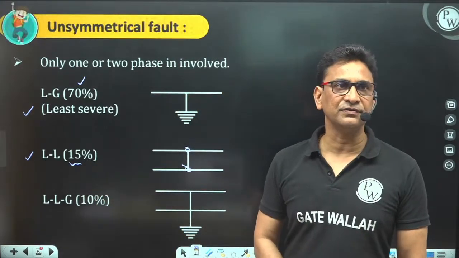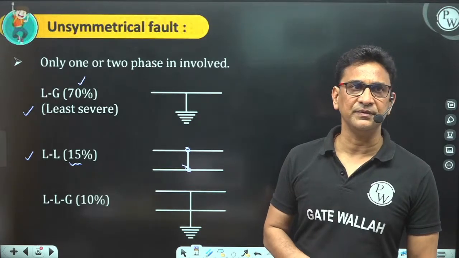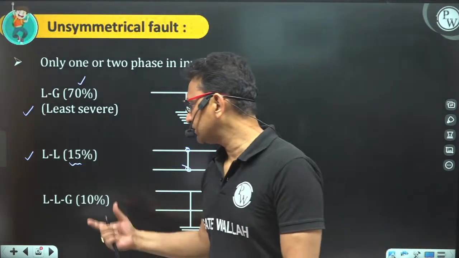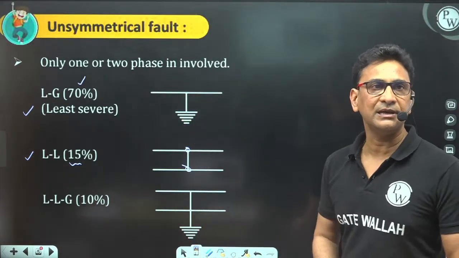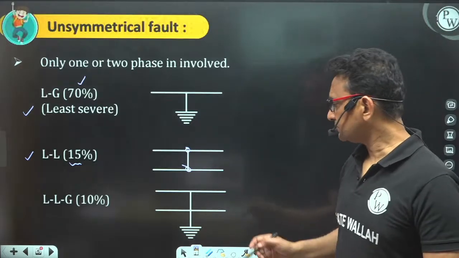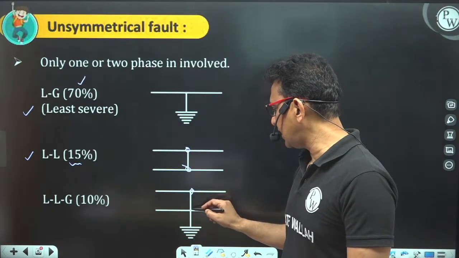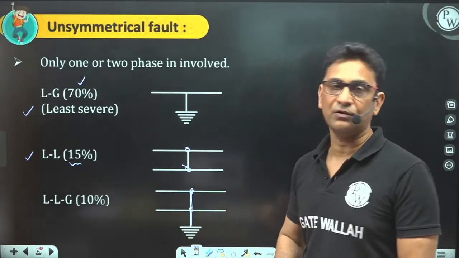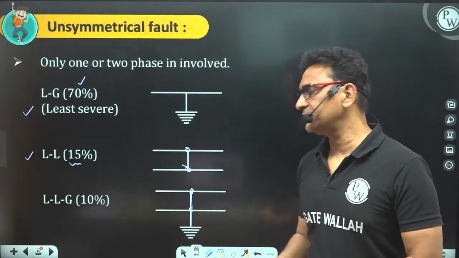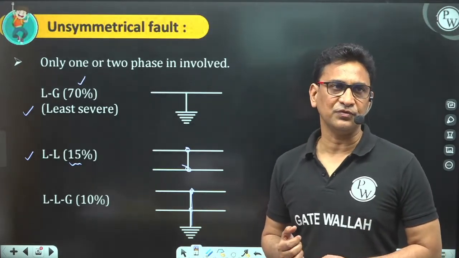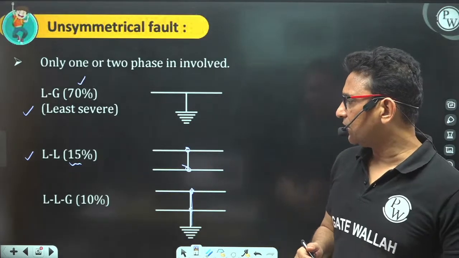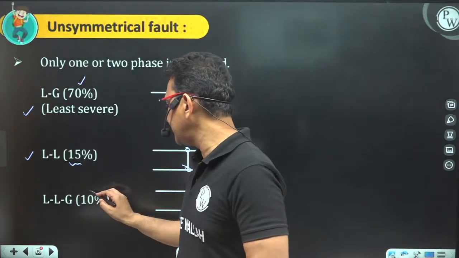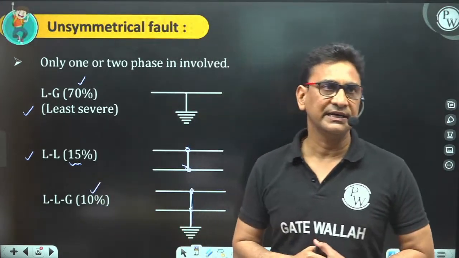The occurrence of the line to line fault is about 15%. Now the third type of fault is called the double line to ground fault. If two phase conductors are short circuited with each other and also short circuited with the ground, this type of fault is called double line to ground fault. The probability of occurrence of a double line to ground fault is 10%.